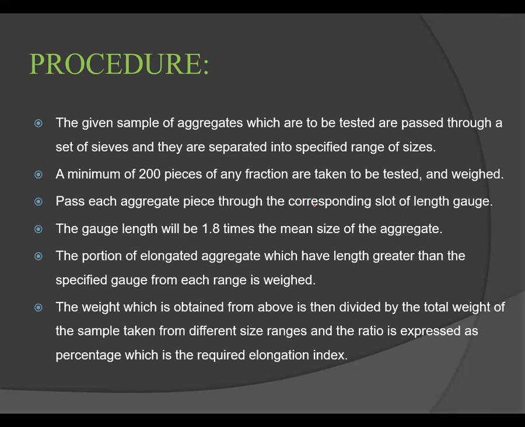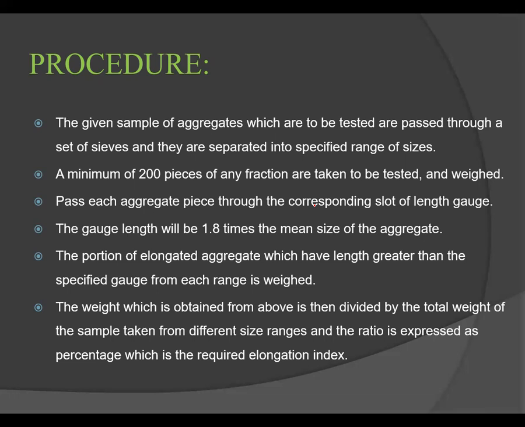After that, the portion of elongated aggregate which has length greater than the specified gauge from each range is weighed, and the weight obtained is divided by the total weight of the sample taken from the different size ranges. This ratio is expressed as a percentage, which is the required elongation index.